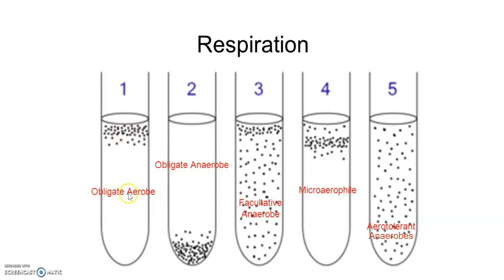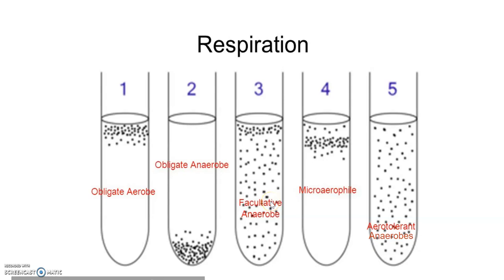Obligate meaning they have to have oxygen. These bacteria have evolved in oxygen-rich environments and need oxygen. These are obligate anaerobes. These bacteria have evolved in environments with no oxygen, so actually if they're exposed to oxygen, they die. So these bacteria have to stay away from the oxygen. They actually will sink to the bottom of the test tube.